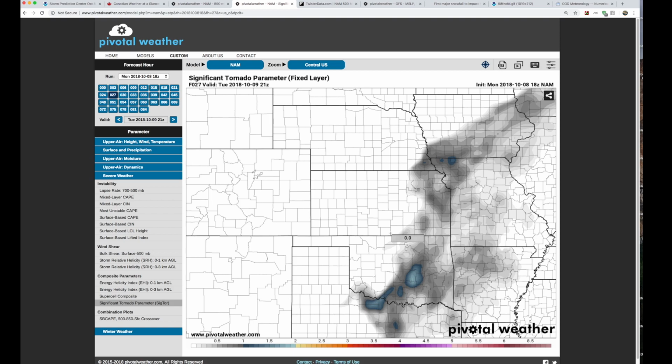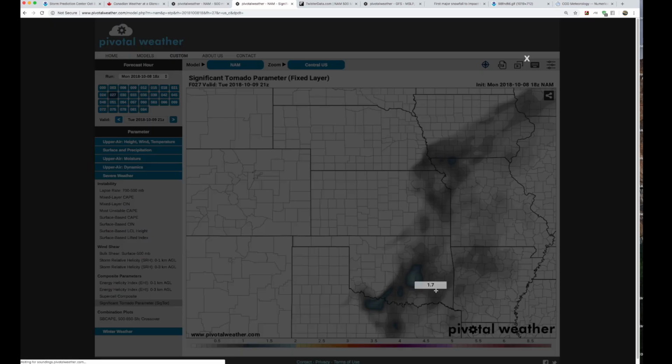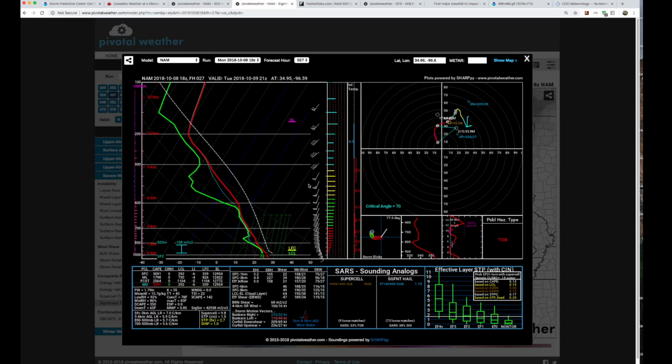And once you figure out where all these parameters are kind of coming together, you have a target area. And for this day, it'd be somewhere in this area where you have very good veering with height, and you have very good tilting of the storm up here.